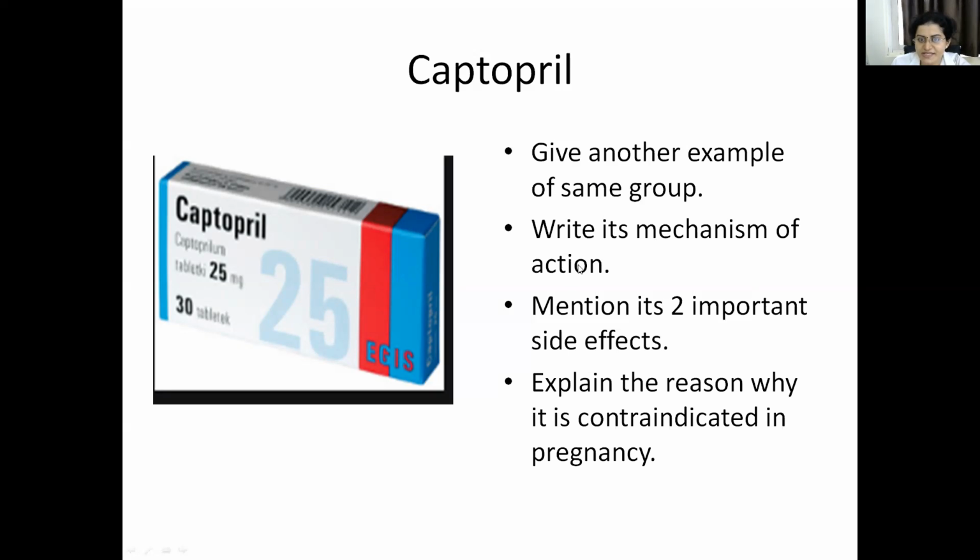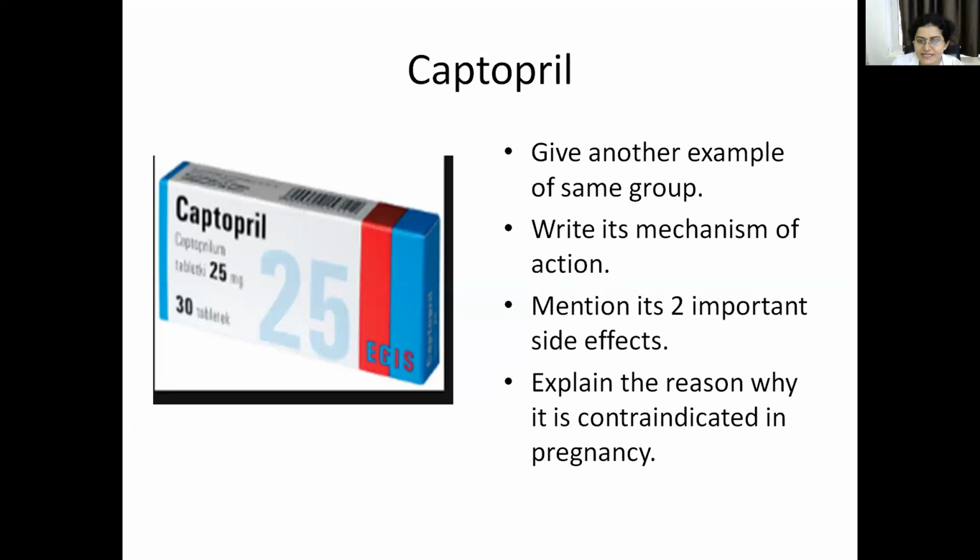Then write its mechanism of action. It inhibits the angiotensin converting enzyme and prevents conversion of angiotensin 1 to angiotensin 2. Usually angiotensin 2 causes vasoconstriction and sodium and water retention. So angiotensin 2 cannot be formed, and it causes vasodilatation. Then mention two important side effects. The main side effects: first, hyperkalemia, and second, hypotension. Captopril also contains a sulfhydryl group, so it causes sulfur-like allergic skin rashes.